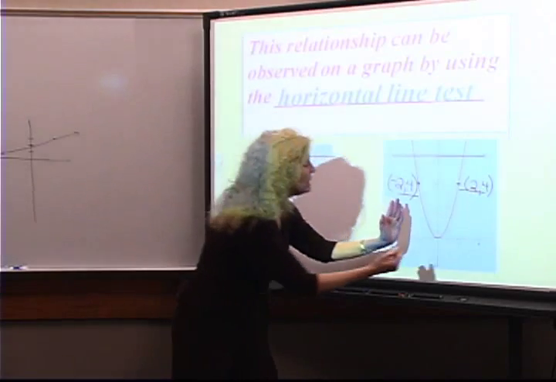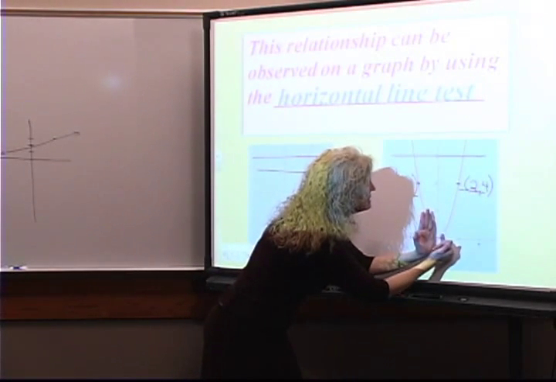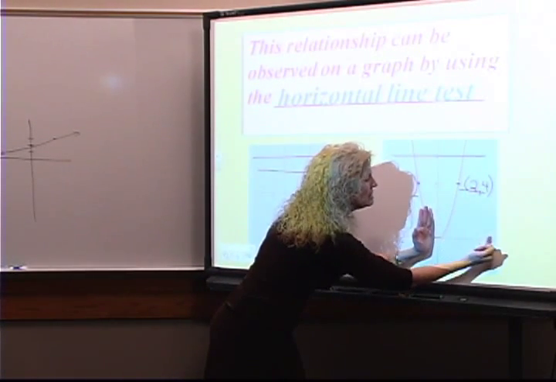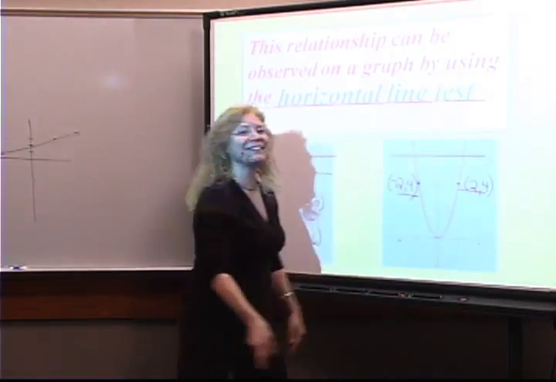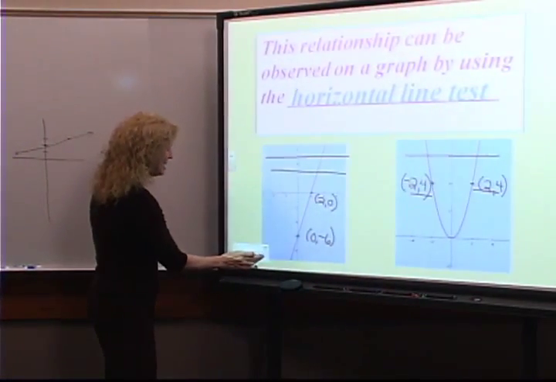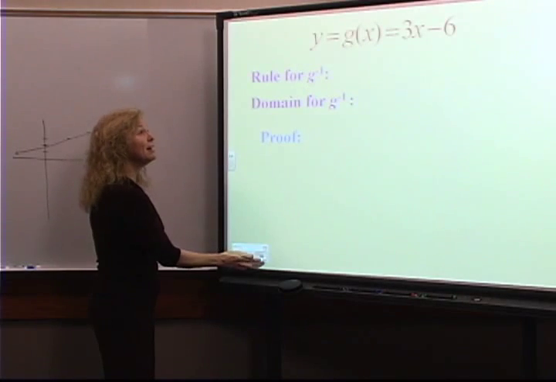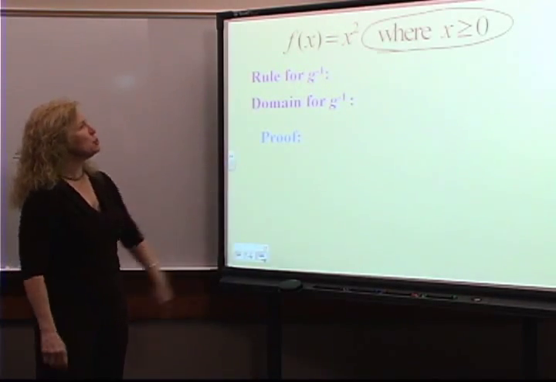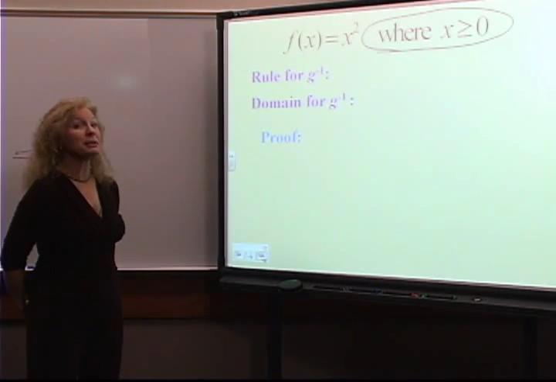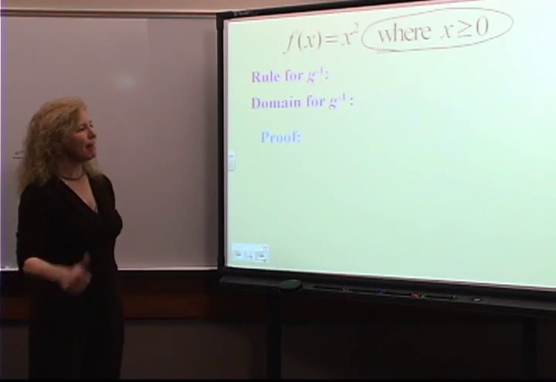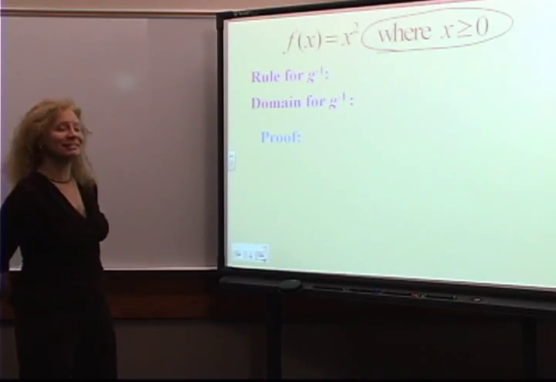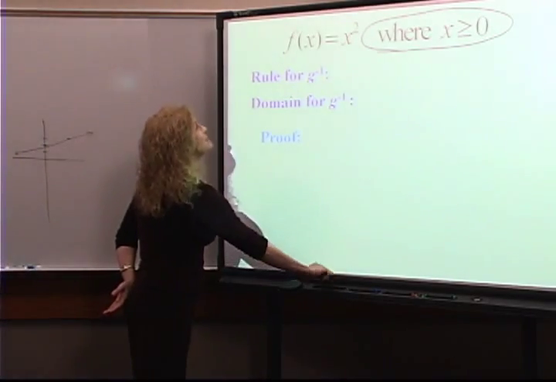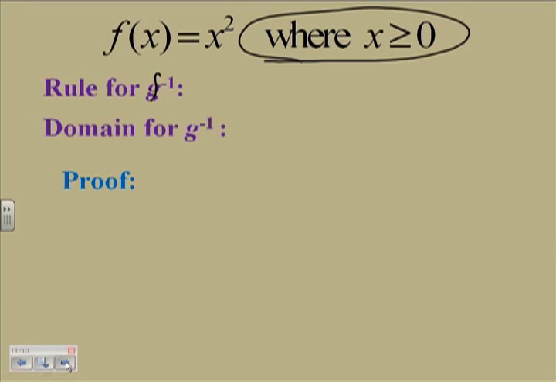But if I only take the section where x is 0 or bigger, that's just this side, then he'd pass the horizontal line test and he'd be 1 to 1. So you see, this is really friendly now for me to work with because he's actually going to be a function. Yay. Well, I've got a typo here, but that's okay. We can fix him. Rule for f inverse and domain.